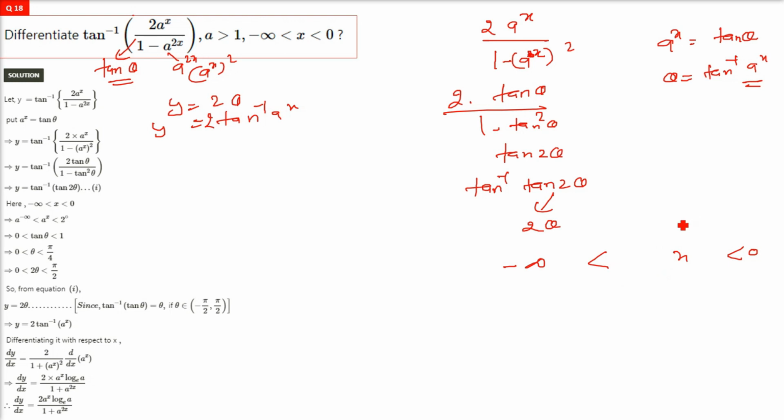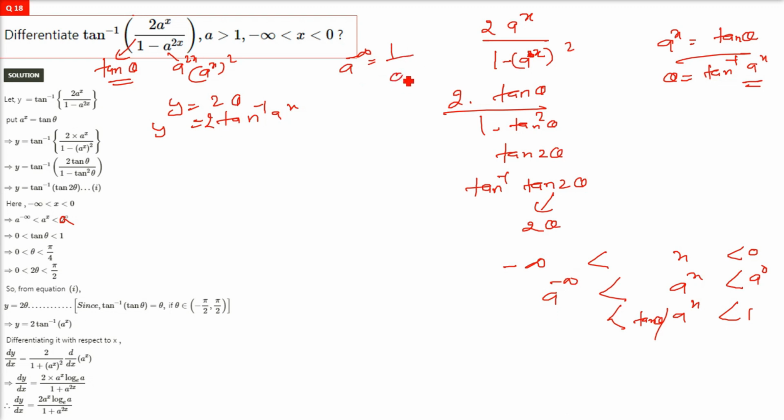Now let us take all to the power of a. All these elements which you see in the inequality, I am raising them to the power of a. So a raised minus infinity, a raised x, a raised 0. a raised 0 is 1, a raised x is a^x, and a to the power minus infinity, as we have just seen in the previous question, where it was 2 to the power minus infinity, is 0. a to the power minus infinity is 1 by a to the power infinity. Anything to the power infinity is infinity always, so 1 by infinity is going to be 0. And what is the tan inverse of 1 and 0? It is pi by 4 and 0. This is going to be theta.